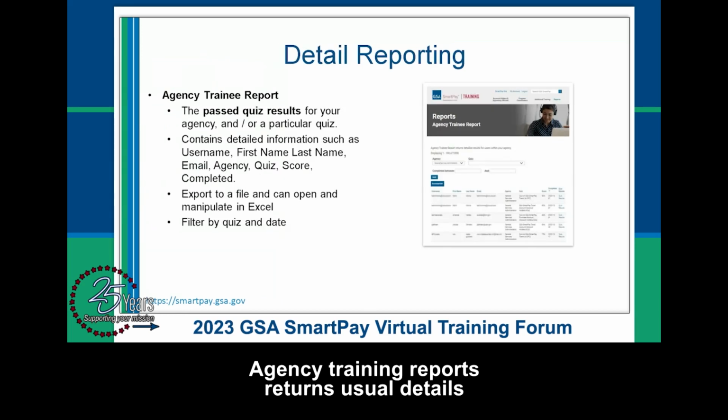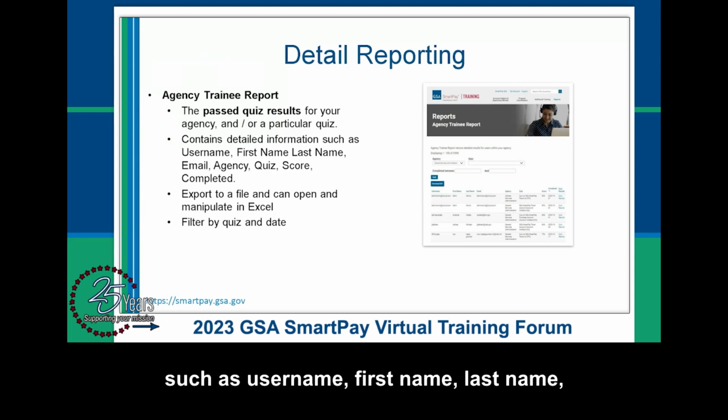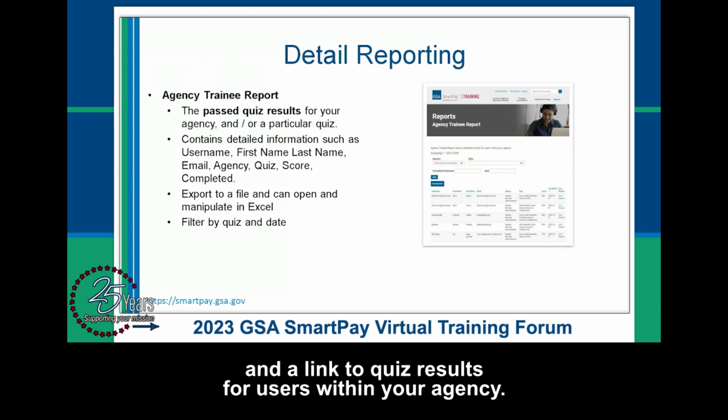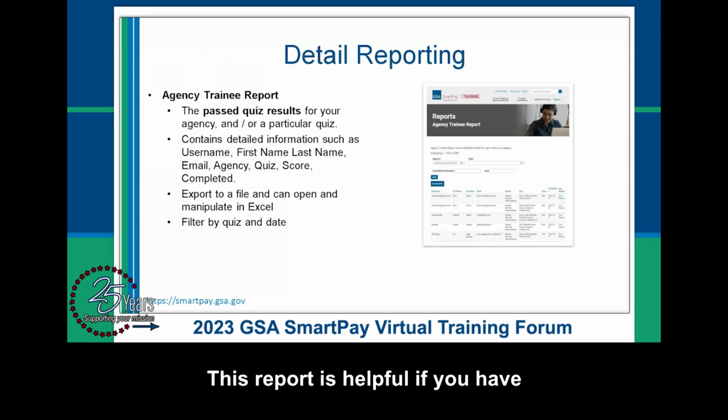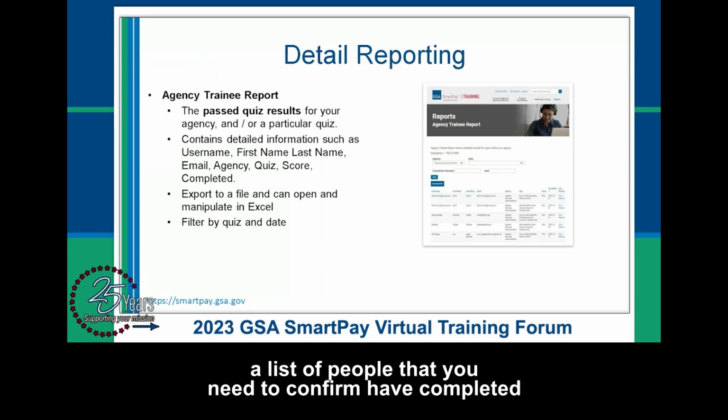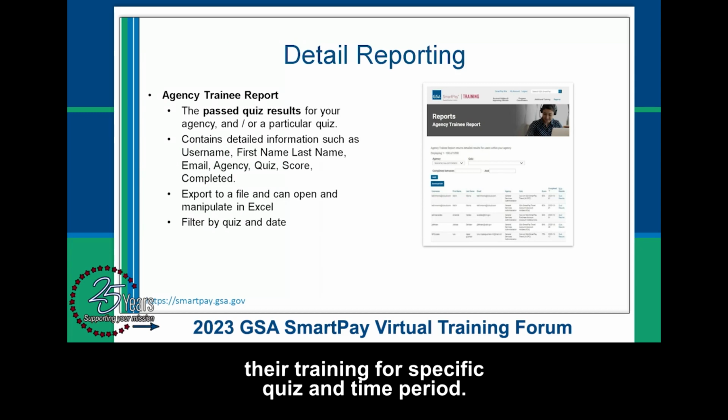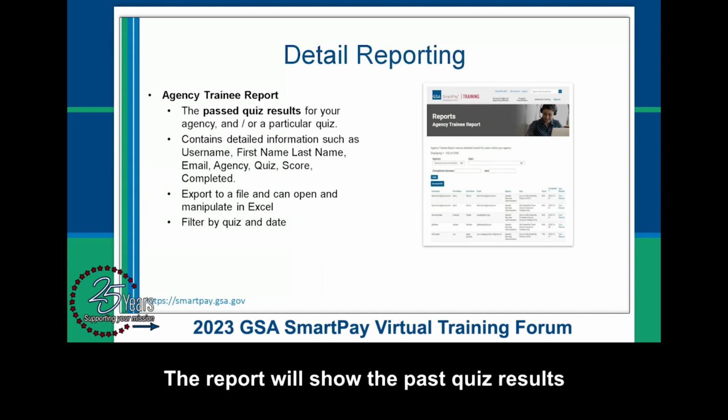The agency training report returns useful details such as username, first name, last name, agency, quiz score, completion dates, and a link to quiz results for users within your agency. This report is helpful if you have a list of people that you need to confirm have completed their training for a specific quiz and time period. The report will show the past quiz results for your agency and/or a particular quiz. You can filter by quiz and date.